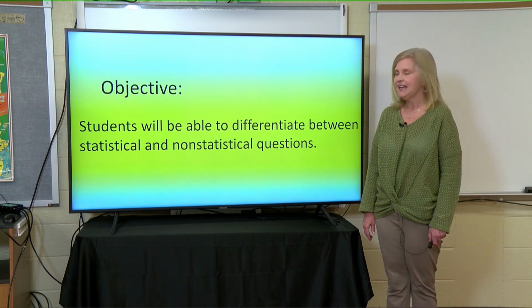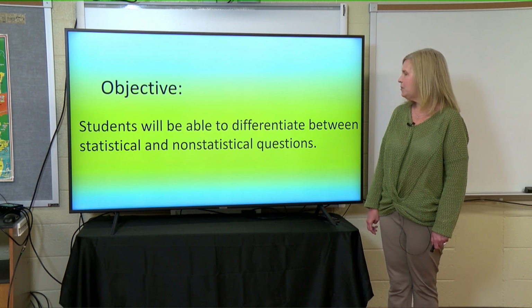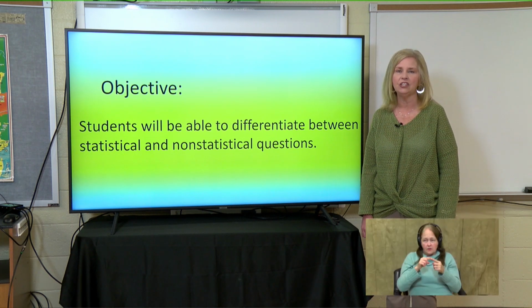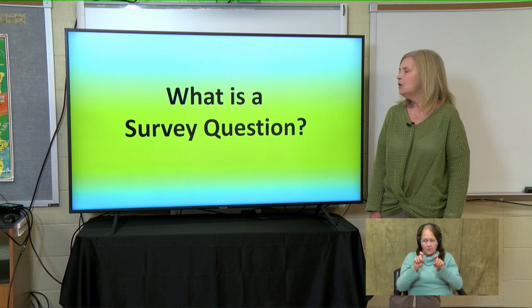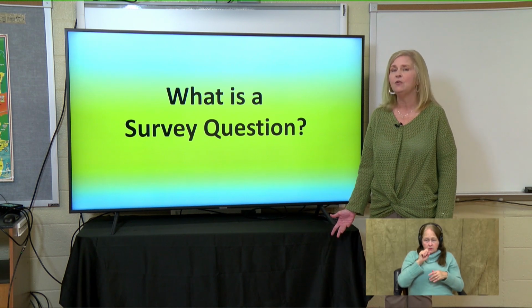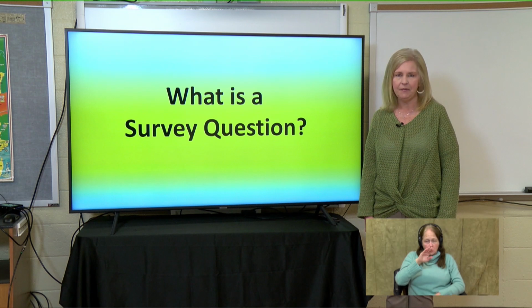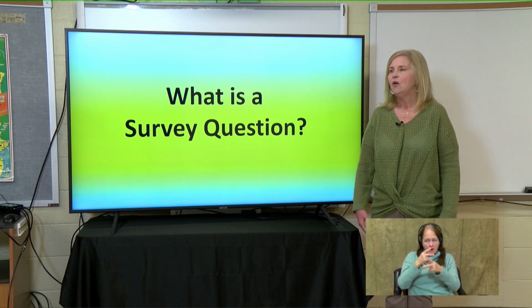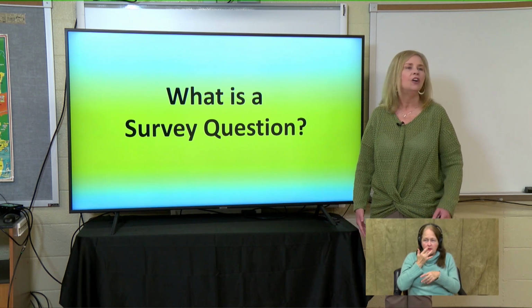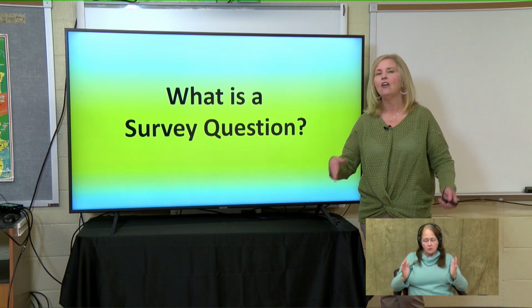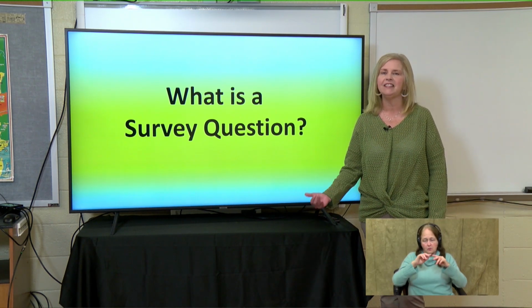Our objective today is students will be able to differentiate between statistical and non-statistical questions. Well, the first thing we have to know is, what is a survey? I know we have all done some type of survey in our life. What is your favorite color? And you can draw a diagram for that, or a chart, or label the data.